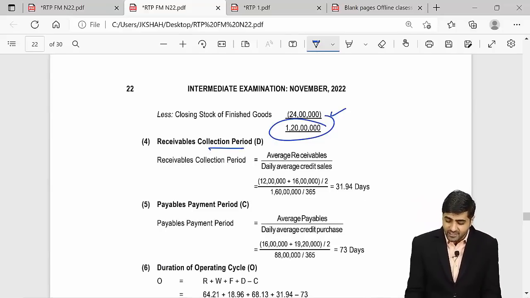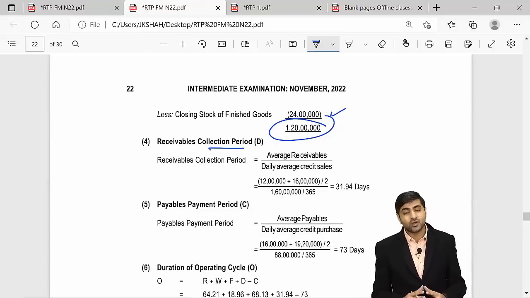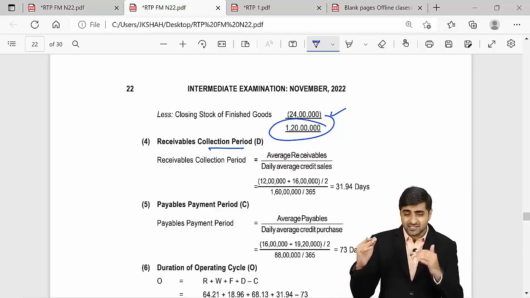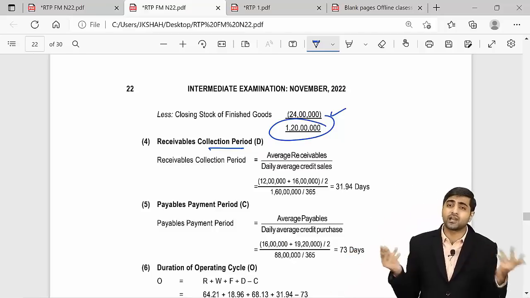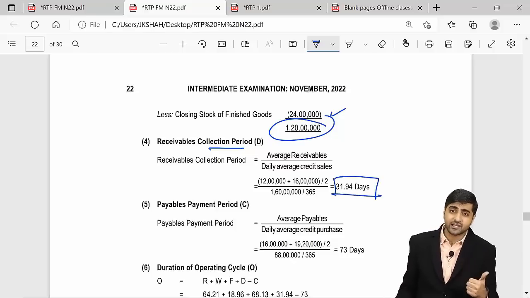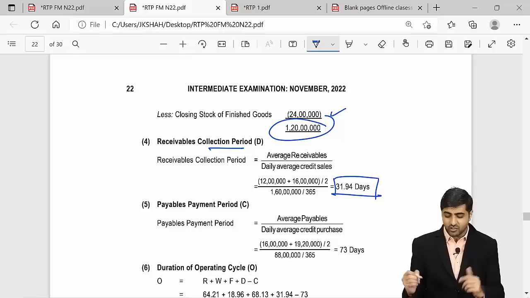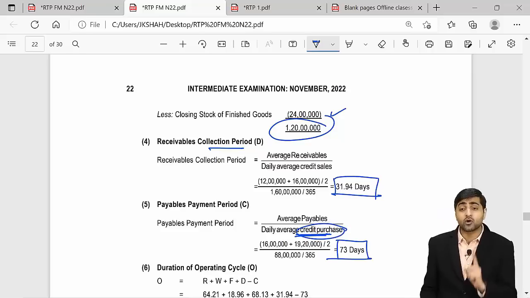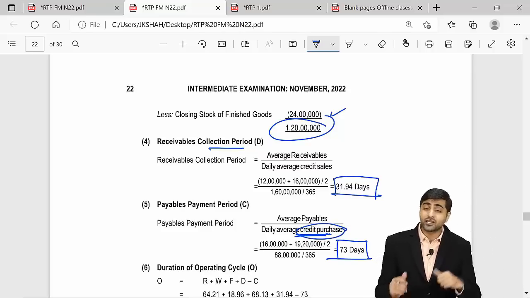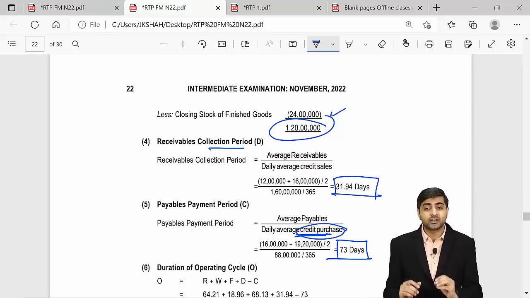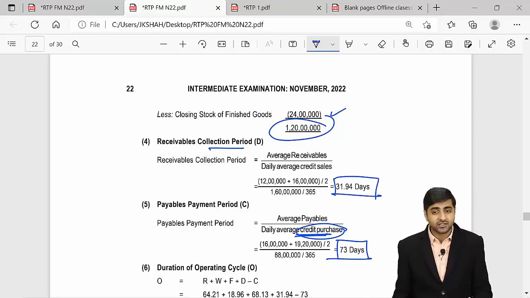How will you calculate your debt collection period? In that particular case, you will take average debtors upon your credit sales into 365, or else take your credit sales and divide by 365 to get your per day sales. Accordingly, you will be getting 32 days as your debt collection period. Also at the same time, your creditors payment period will be nothing but your 73 days. But just be very careful that here you have to take purchases and not your raw material consumed. Because for creditors payment period, we will take average creditors upon credit purchases. So credit purchases we have it, and then we have got this as 73 days.